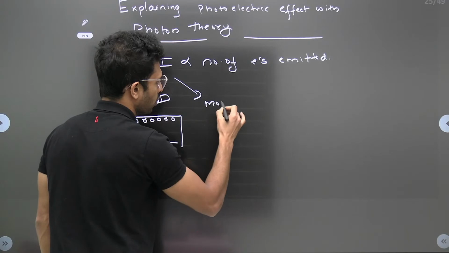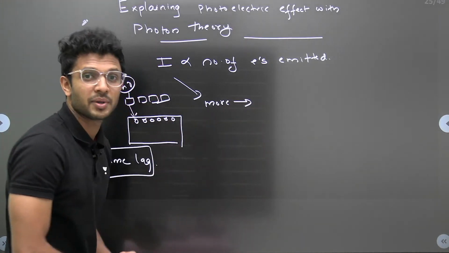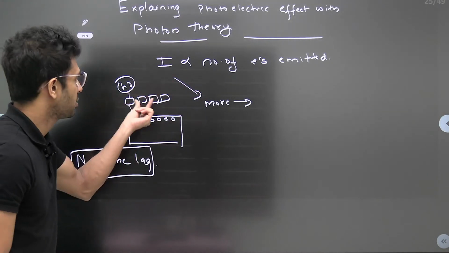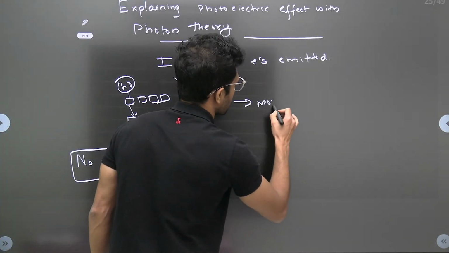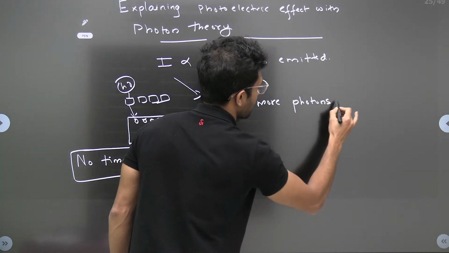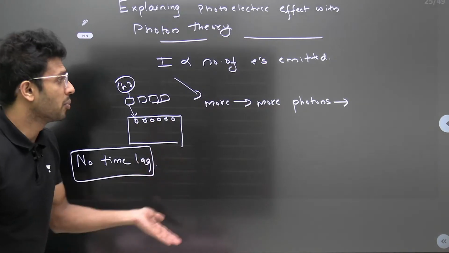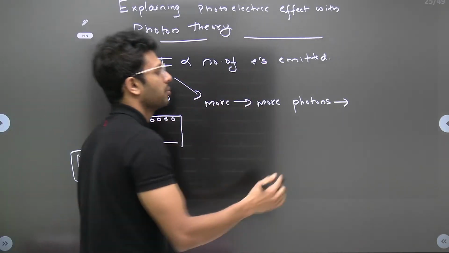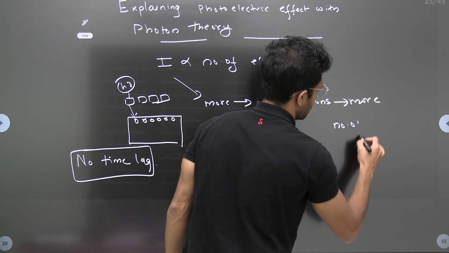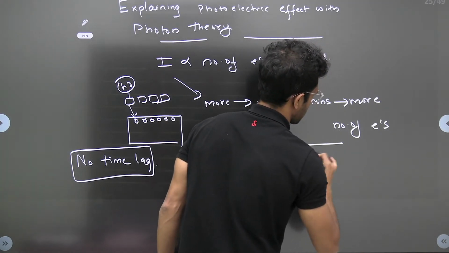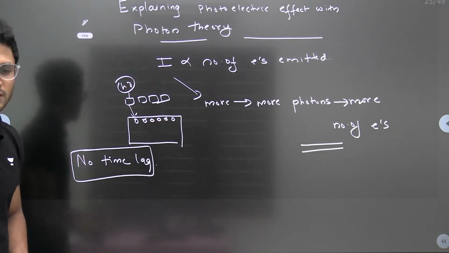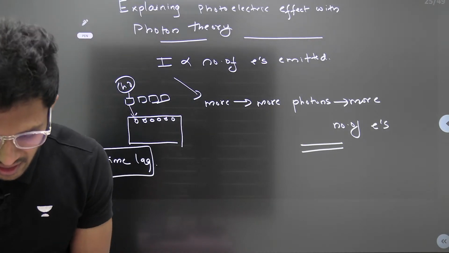इंटेंसिटी मोर मीन्स, मतलब क्या है, इंटेंसिटी मोर का मतलब क्या है, more intensity, more number of photons, where each photon will be striking out one single electron. So more number of photons मतलब more number of electrons. देख ले, two observations are being explained by using this photon theory. देख ले कितना आसान है.